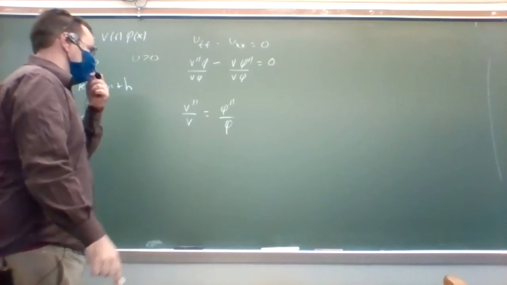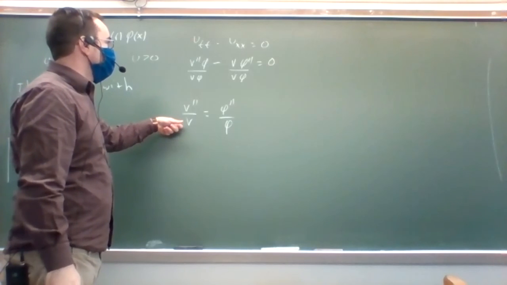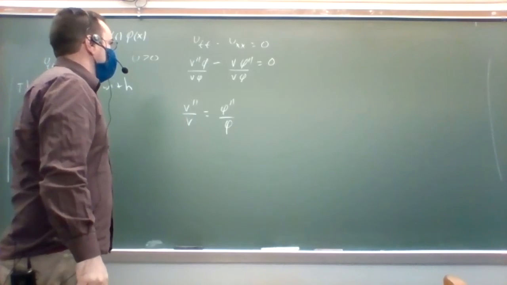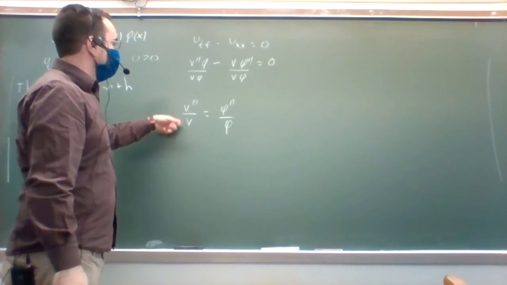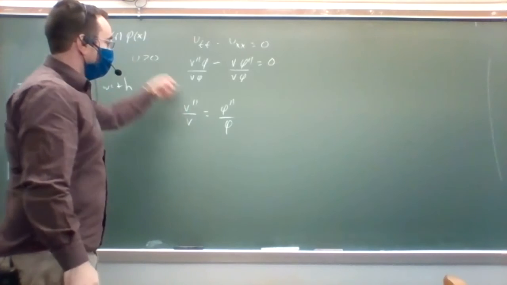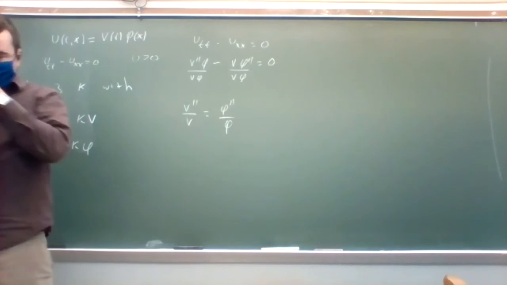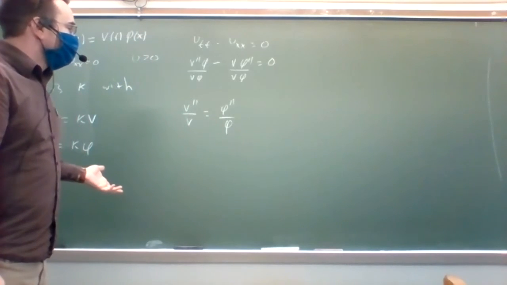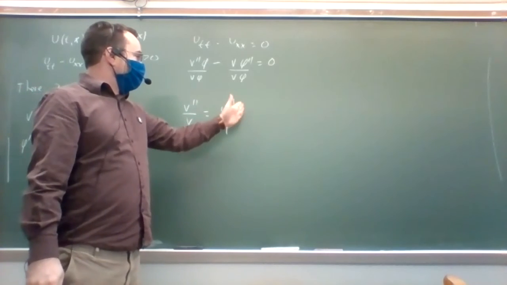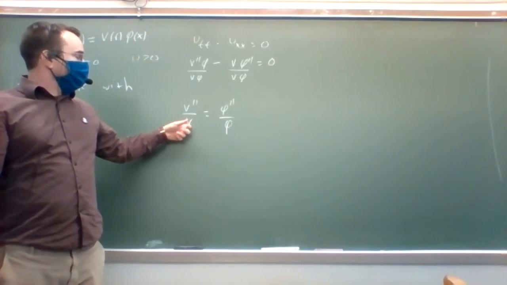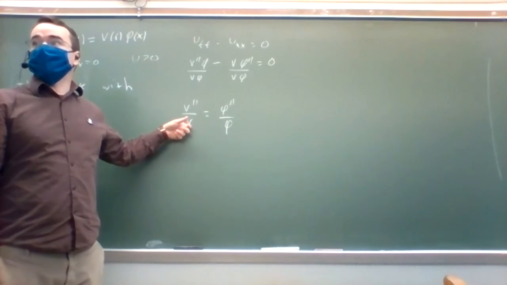So here comes the argument. Now you've got a function of t. Maybe I've done a disservice by suppressing the variables. Here's a function of t only, and here's a function of x only. And so what does that mean? It means when you change x, the left-hand side does not change, right?